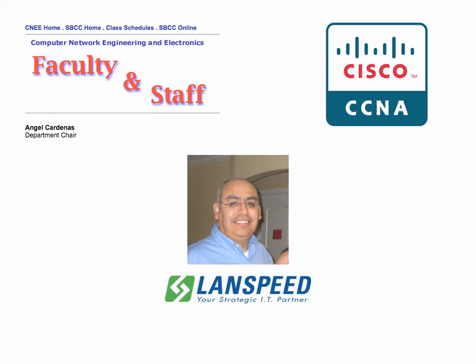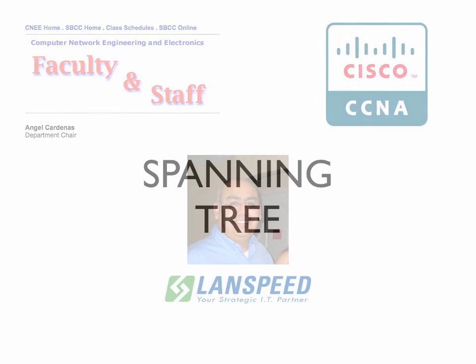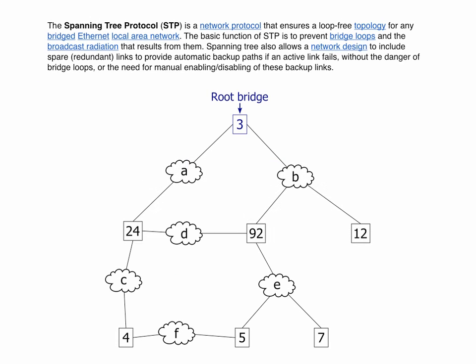We bought Aruba switches, which are very similar to Cisco but have some key differences that are sometimes hard to figure out until you have them in production. So one of the issues we're having is with something called spanning tree. Spanning tree is a network protocol that ensures a loop, forget all of that.